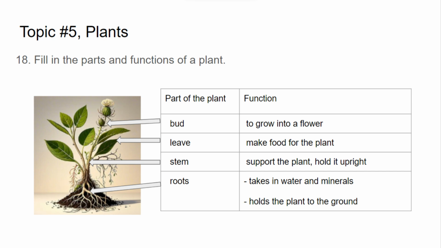The leaves make food for the plant. Only plants with green leaves can make food. The stem supports the plant and holds it upright. The stem also allows food to travel down from the leaves, and water to travel up from the roots. The roots take in water and mineral salts from the soil. It also holds, anchors, the plant firm to the ground to make it stable.